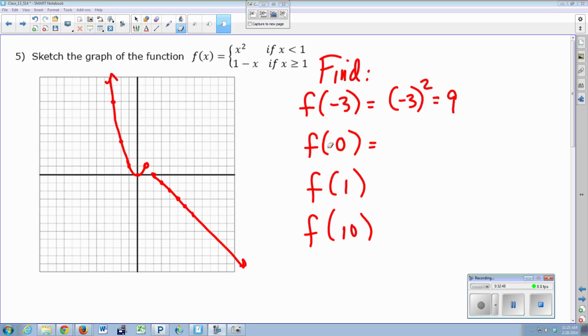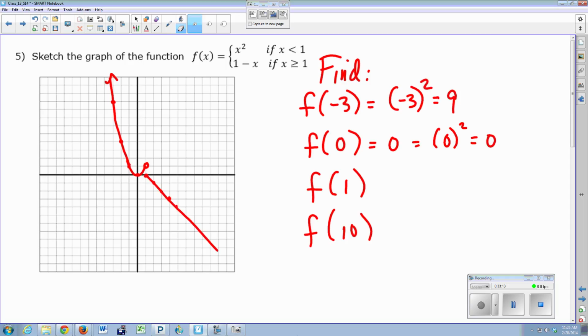Same thing here, f of 0. 0 is less than 1 too, and I can either look right on my graph and see my answer is 0, or I could use my formula and get 0. Now f of 1, that's the tricky spot. Here's my line. At 1, you say, okay, 1 is not less than 1, but 1 is equal to 1, so you use your second formula and throw 1 in for x, and you also get 0. That's the point right there, (1, 0). And then 10 is bigger than or equal to 1, so you use the second formula and put 10 in, and there's your answer, -9. Any questions on that part?